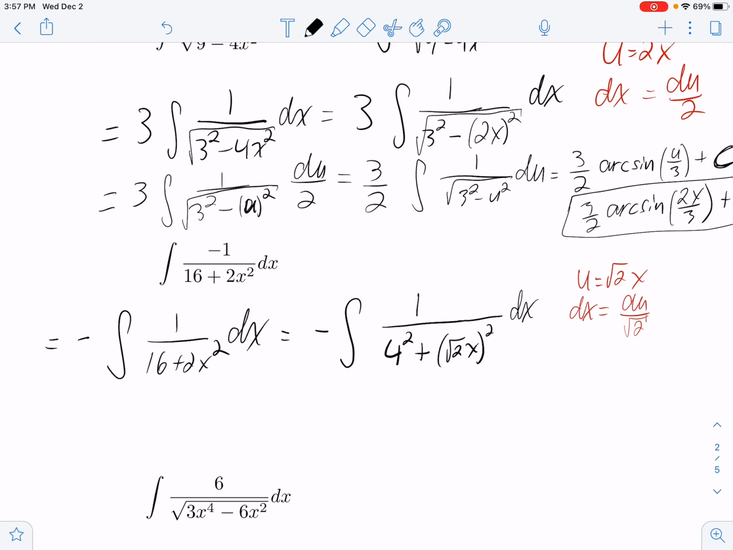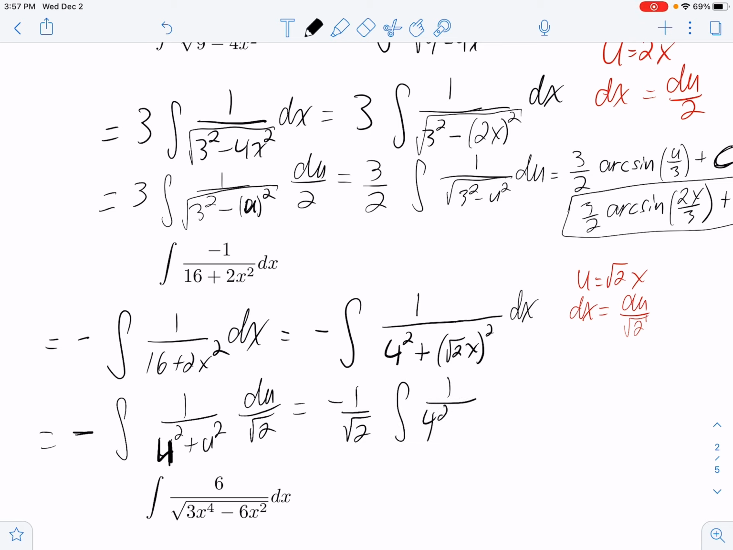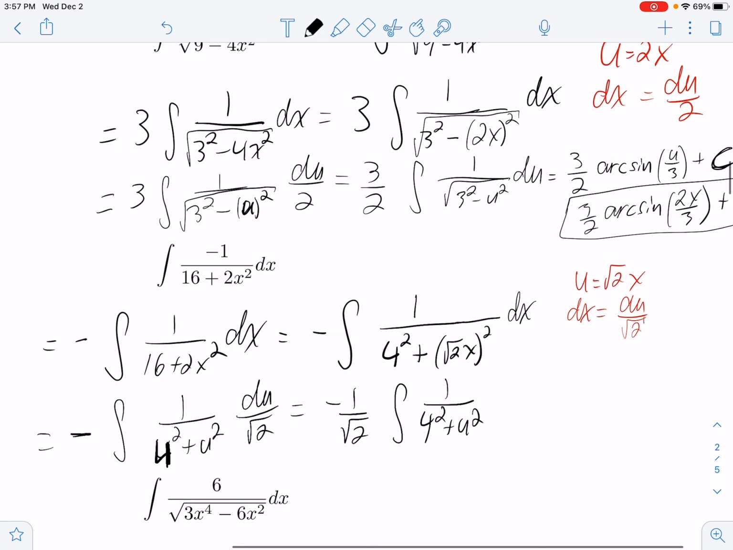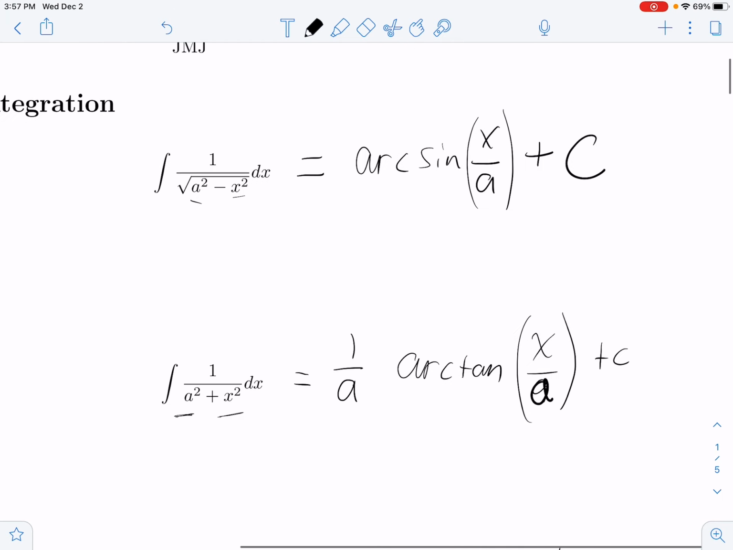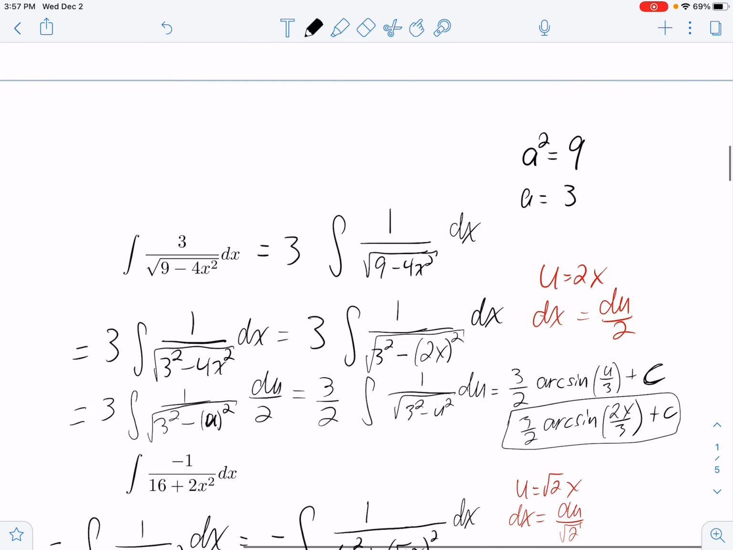So what do we get here? Negative integral 1 over 4 squared plus u squared. Doc, stop using 4's and u's in the same problem. du over the square root of 2. This is equal to negative 1 over the square root of 2 integral of 1 over 4 squared plus u squared, which is equal to, using our arctan rule, negative 1 over the square root of 2 times 1 over a arctan x over a.